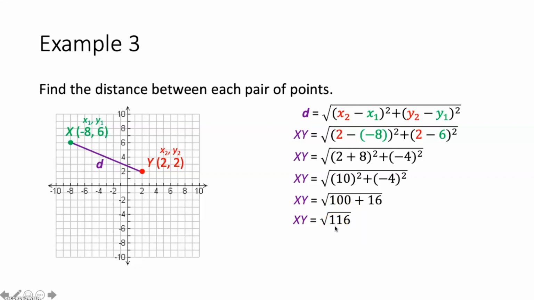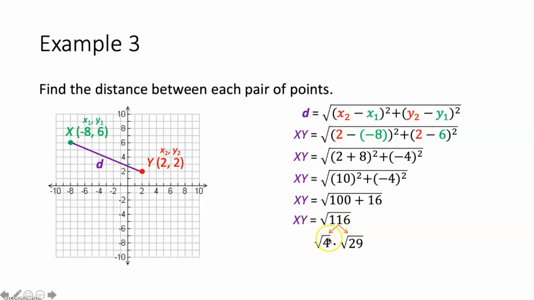So if I were to write this in simplest radical form, what I can do is break it up into two radicals that multiply together to make rad 116, one of which has to be a perfect square. So what perfect square goes into 116? 4 does. So I'm going to make it rad 4 times rad 29. Those two numbers multiply together to make 116. That's why I can simplify it like this.